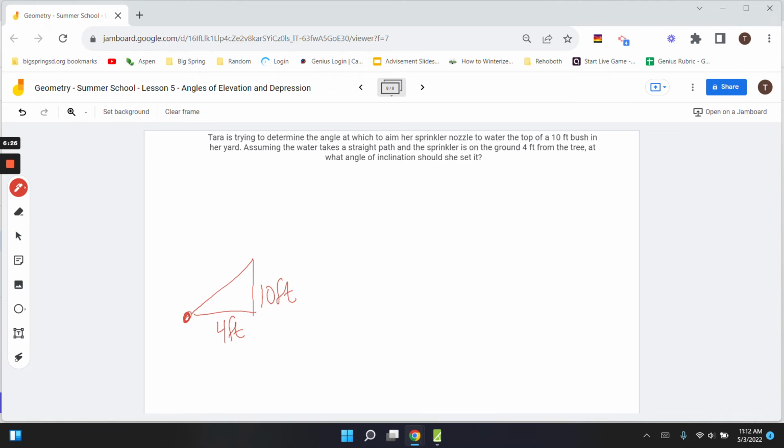So that should be a capital T. Angle of elevation should be 68.2 degrees. So we're using all this we learned from trig, but now putting it into word forms. All right, so let's go back and look at this one.